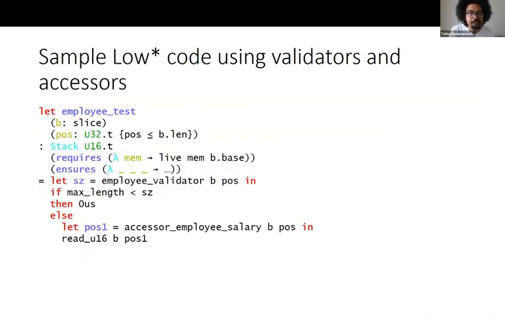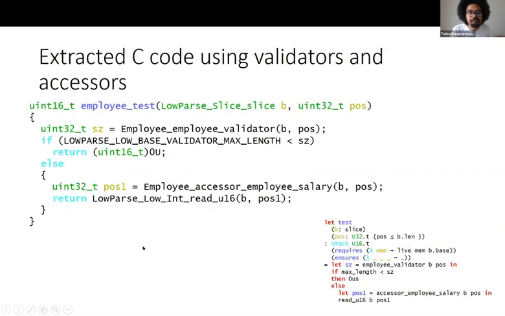And then from sample code that uses these validators and accessors written in Low*, it takes an input buffer and validates it. If it does not validate, then I return 0. Otherwise, I access the salary and read it, and it's extracted to readable C code. As you can see here, I call the validator, it fails, then I return 0. Access the salary, it returns me a position where the salary is, and then I read the salary value from that position.